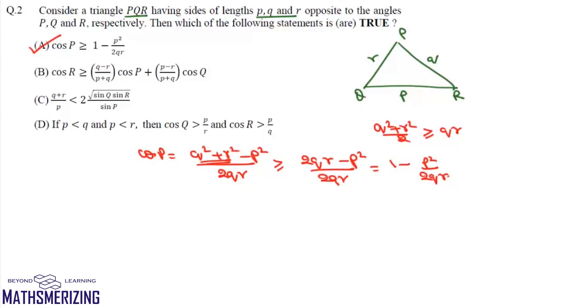And the next one, we are given that (q − r)/(p + q) cos P + (p − r)/(p + q) cos Q.